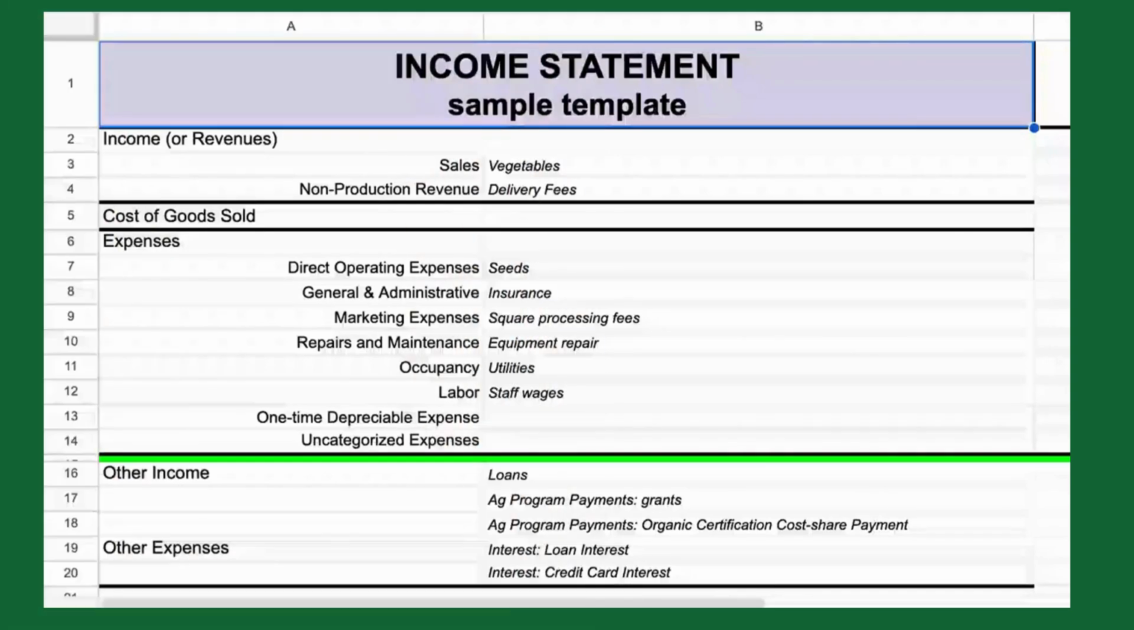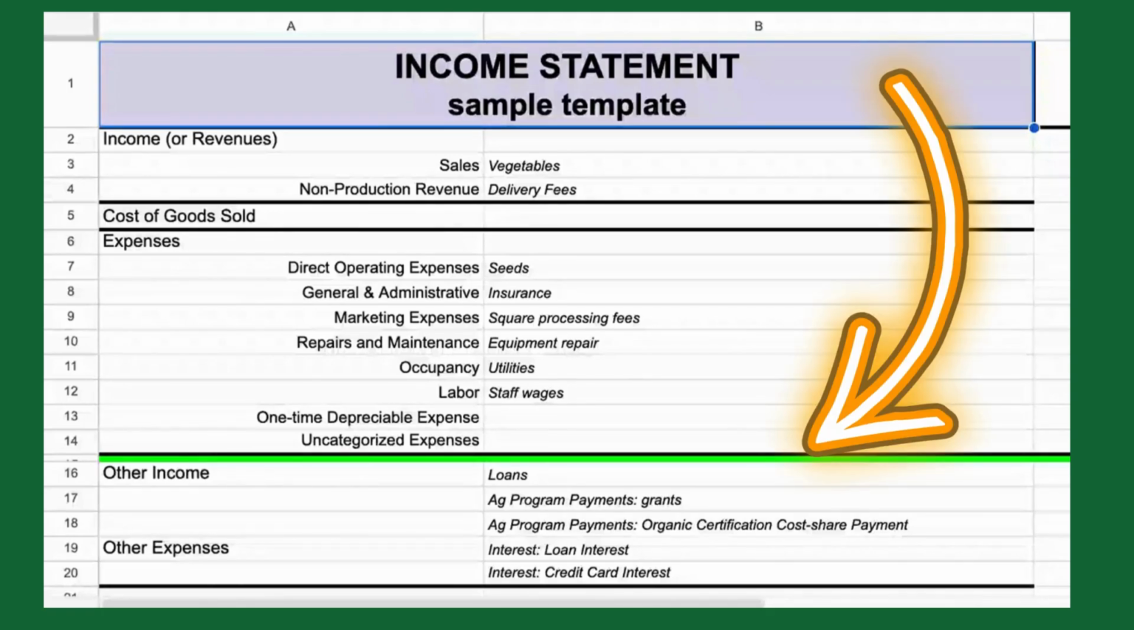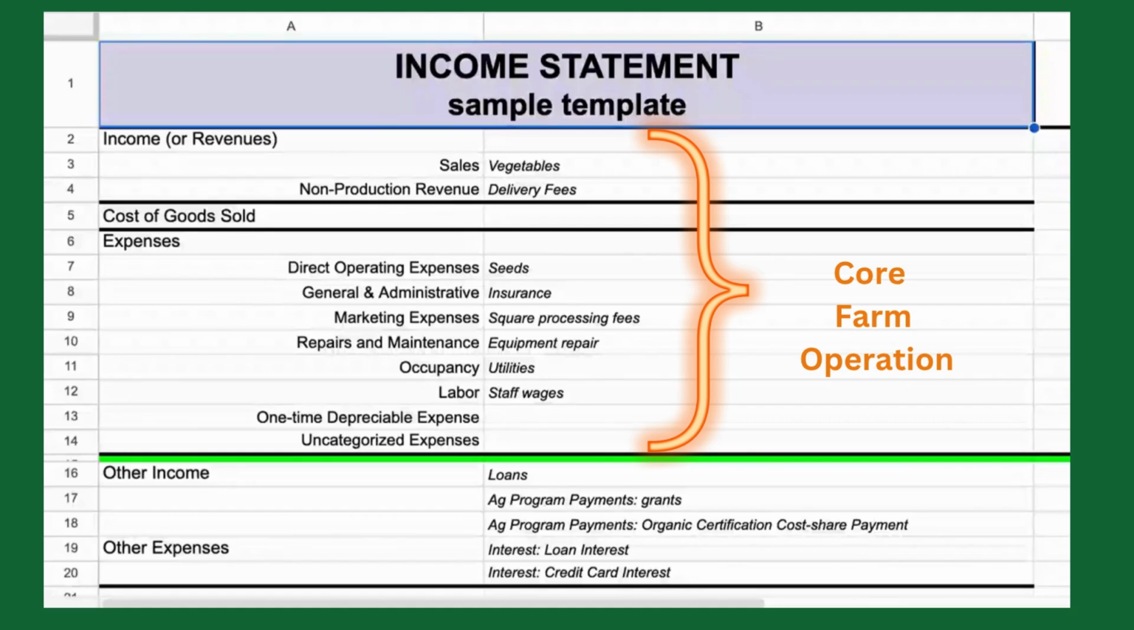Now, one of the most important things in setting up your chart of accounts is to separate the income and expenses of your core farm operation from other income and expenses that are derived outside of the core farm operation. This separation in the chart of accounts is illustrated here by this bright green line. And now by core farm operation, I mean the work and activities specifically associated with your growing, producing, harvesting, processing, or marketing your farm products. This kind of stuff belongs above the green line.